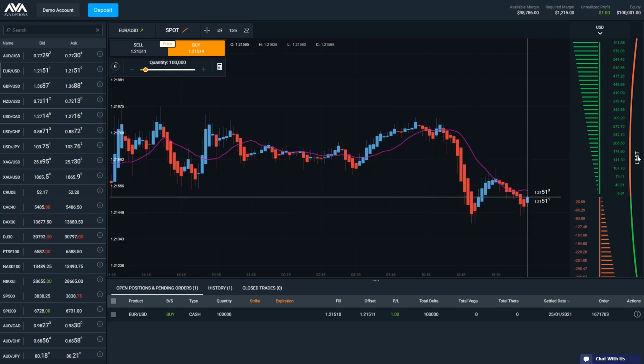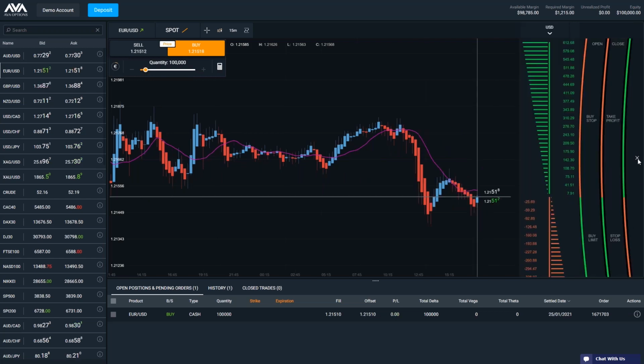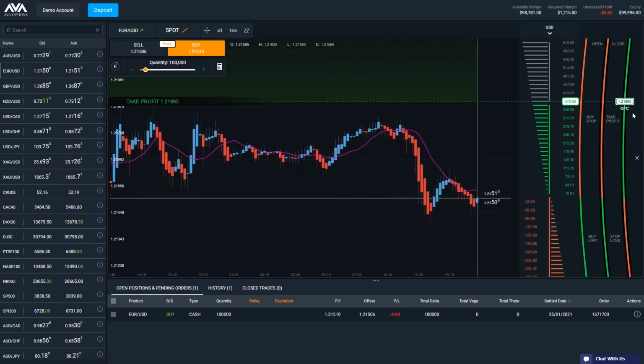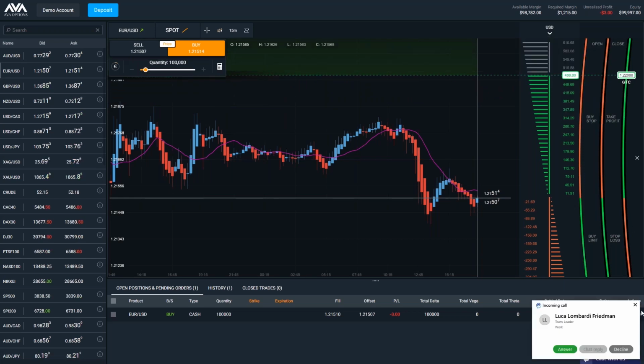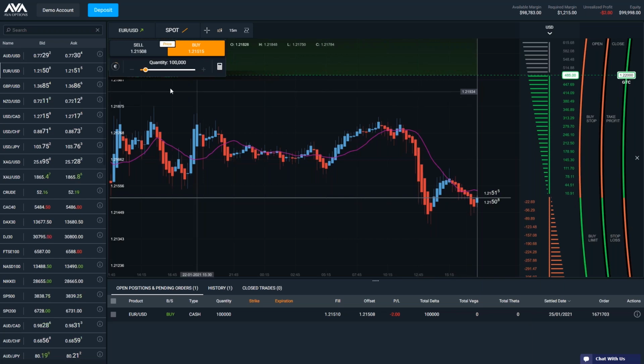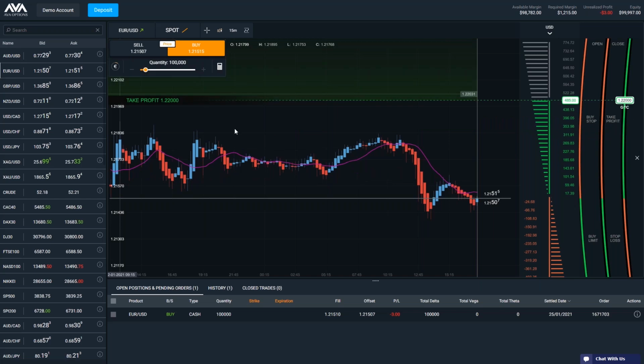Want to set a take profit? If I click the word limit, I simply click this closing arc, and I can set my take profit at 122 by double clicking on that handle. And you can see that my profit would be roughly $500 because that's a little less than 50 pips above the current market. So this is a very simple and clean interface.